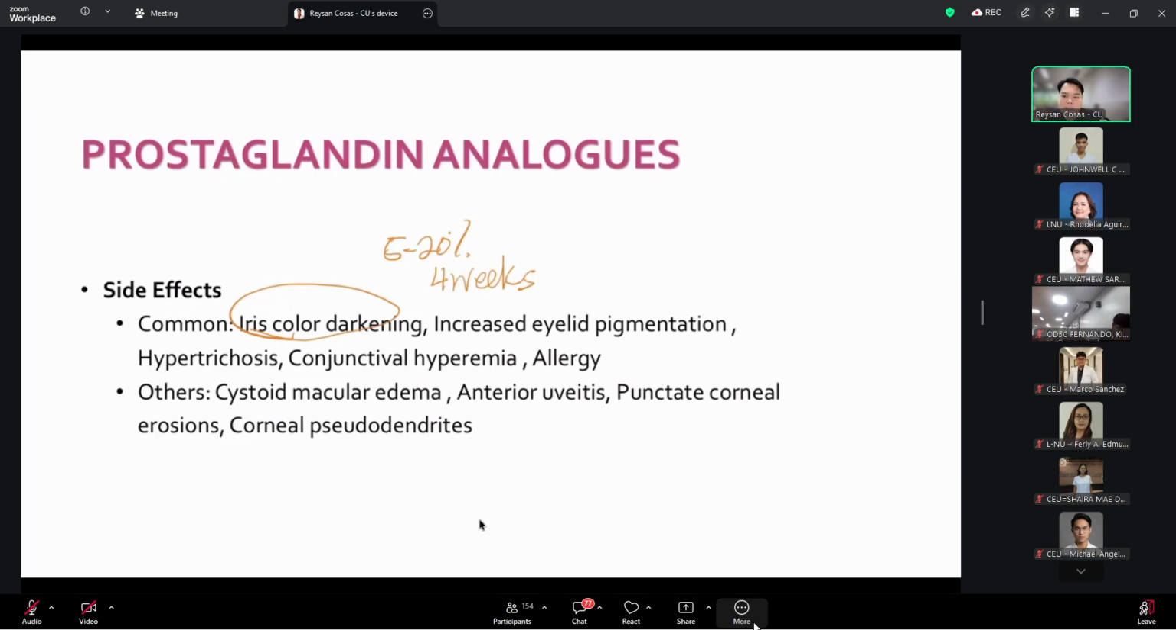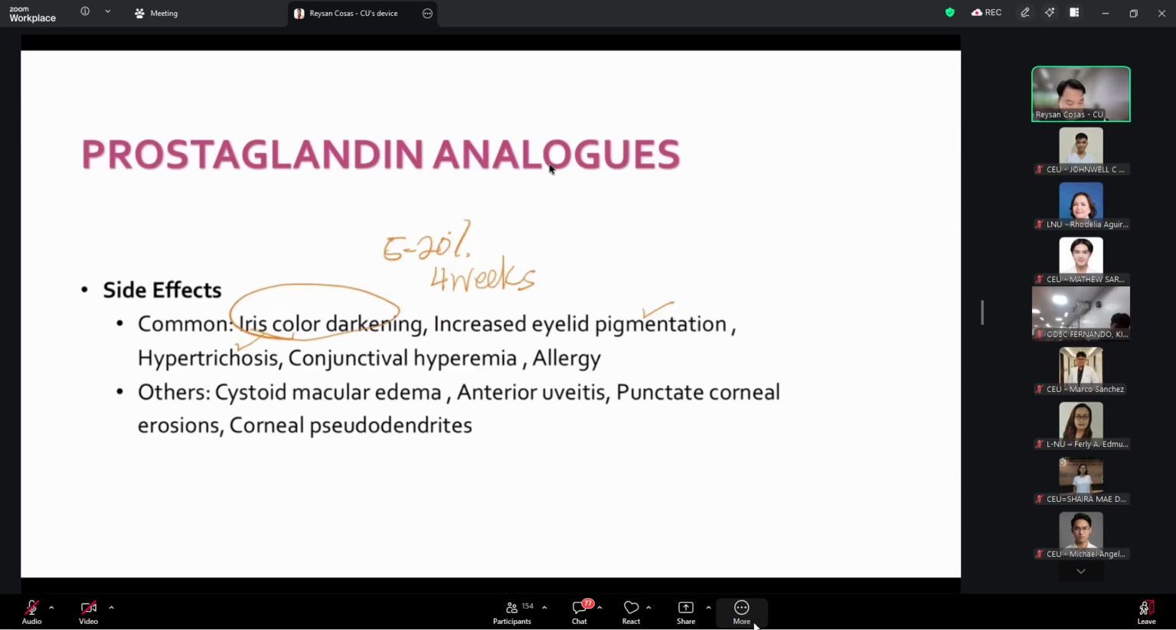Okay? Ano pa? Latanoprost is also known to increase eyelid pigmentation and ito yung good thing din sa kanya. It can cause hypertrichosis. So yung pilik mata mo kakapal pag nag-administer ka ng latanoprost or other prostaglandin analog. So it also has a cosmetic side effect. So kumakapal yung pilik mata ng mga nagte-take ng latanoprost.